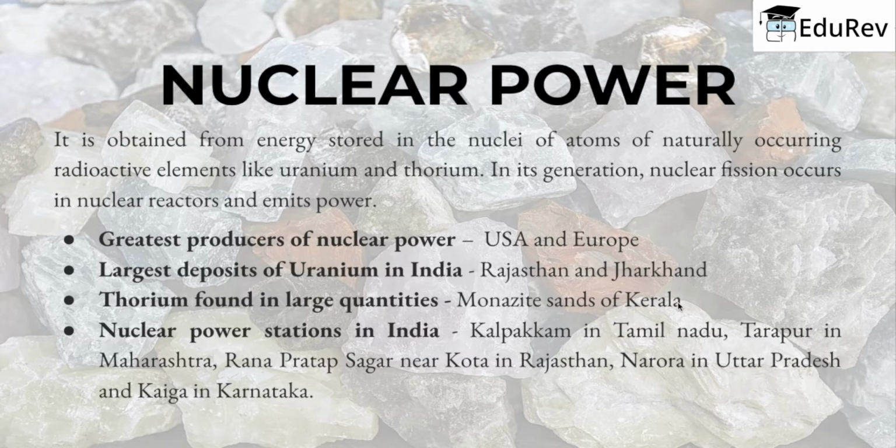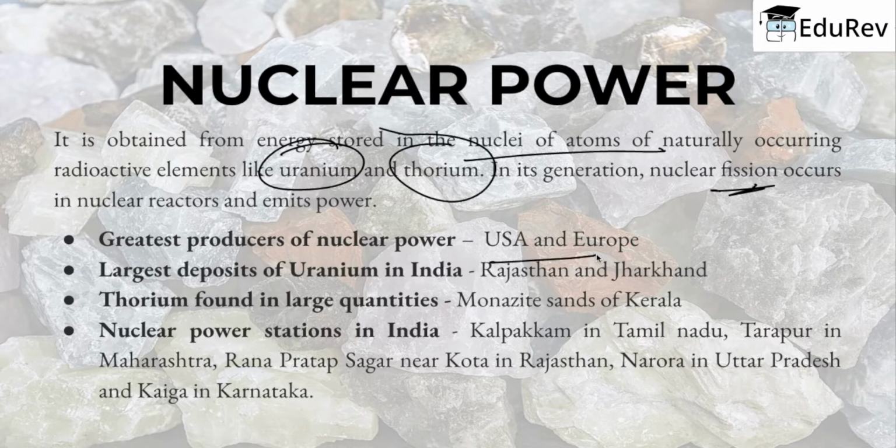Next comes your nuclear power. It's obtained from the energy stored in the nuclei of atoms of naturally occurring radioactive elements like what? Uranium and thorium. Nuclear fission is the process involved in the generation of nuclear power. Then what are the great producers? USA and Europe. Uranium deposits in India are in Rajasthan and Jharkhand. Thorium in large quantities is found in the monazite sands of Kerala.